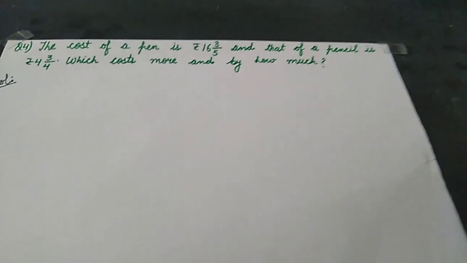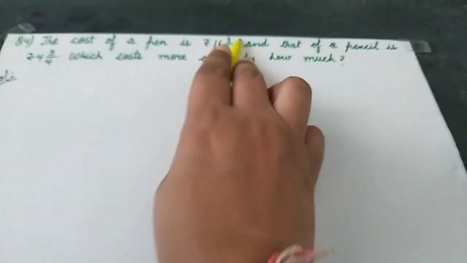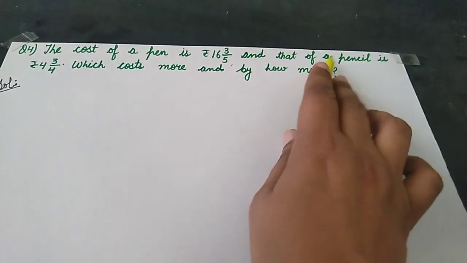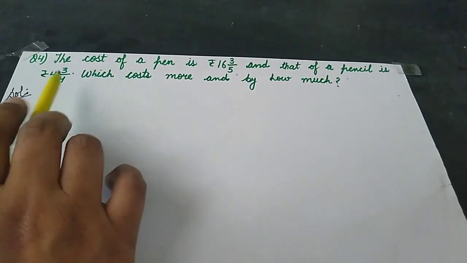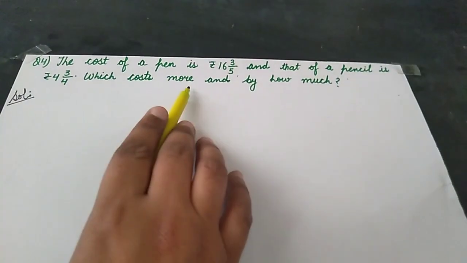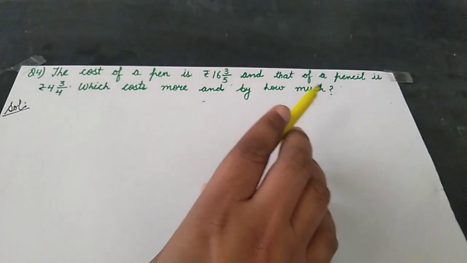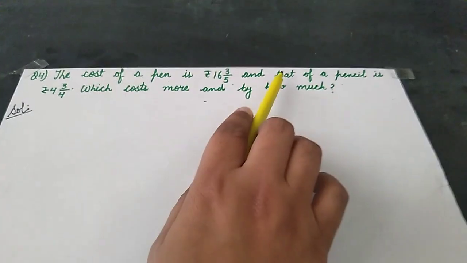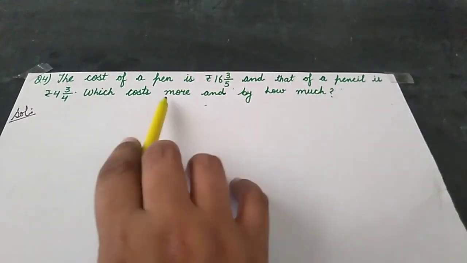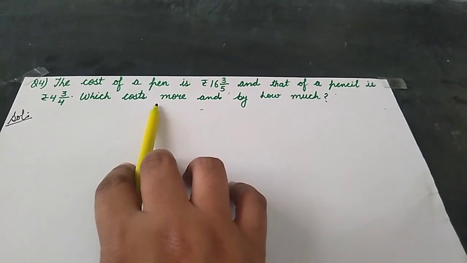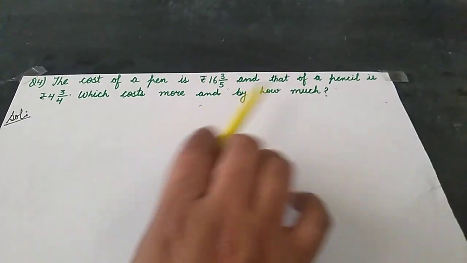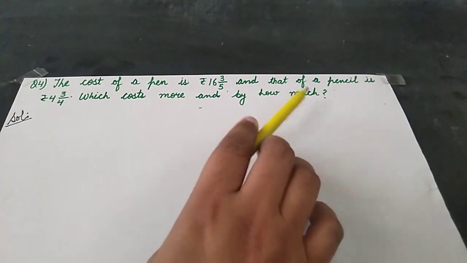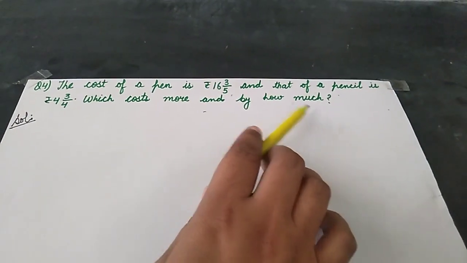Now we will discuss question number 4. The cost of a pen is rupees 16 3/5 and that of a pencil is rupees 4 3/4. Which costs more and by how much? Firstly, what is given in this question? The cost of a pen and the cost of a pencil. In the first step you have to find which cost is more, and in the second step by how much the cost is more.